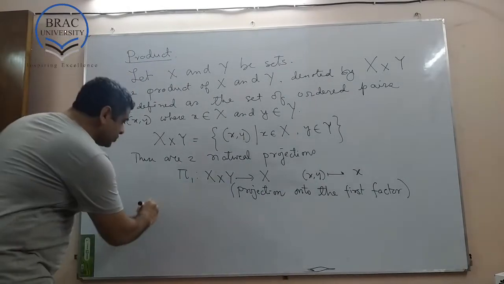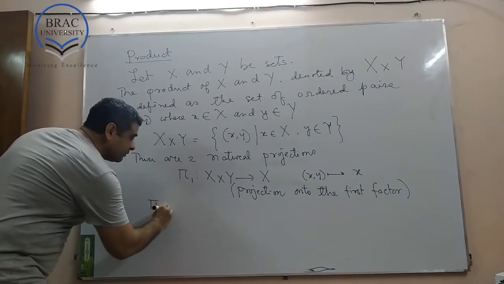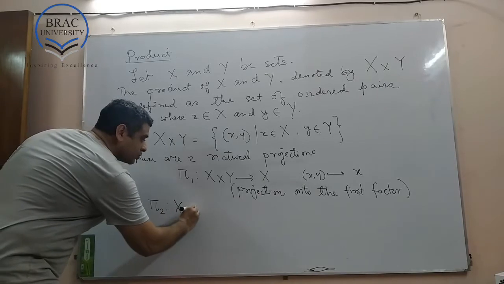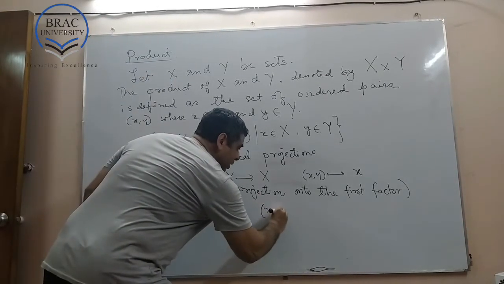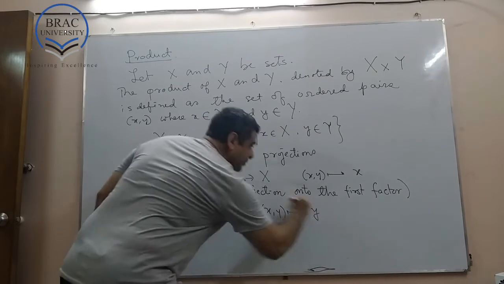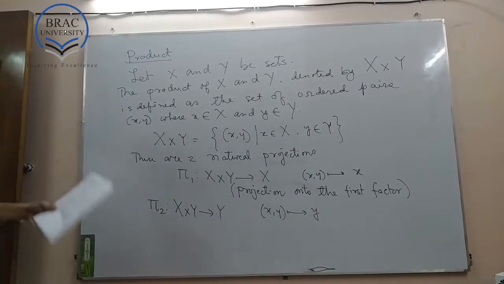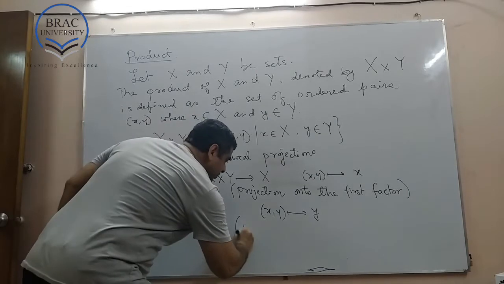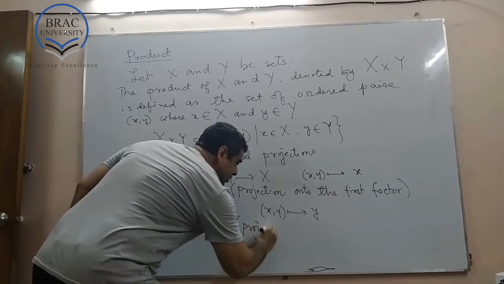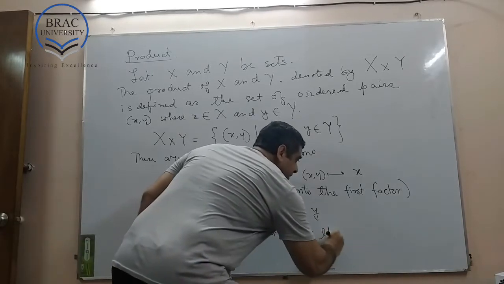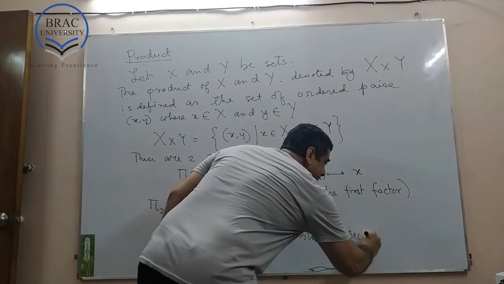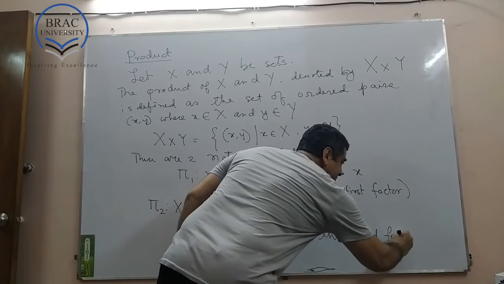We have another projection onto the second factor, given by phi 2 from X cross Y to Y. Elementwise, (x, y) is projected to the entry y. This is the projection onto the second factor.